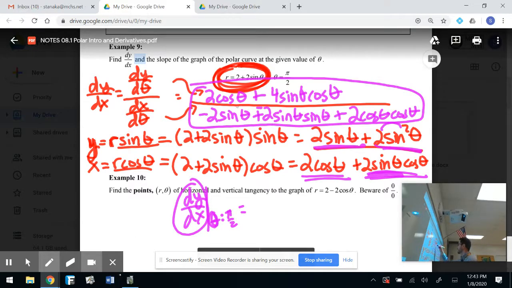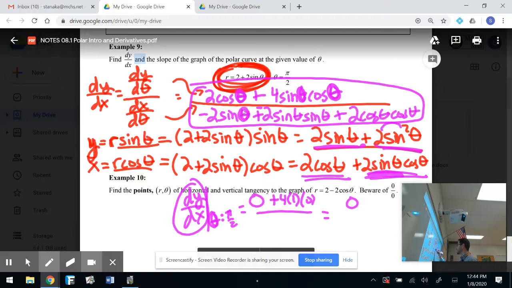Okay, so let's see, put a pi over 2 in there, and cosine of pi over 2 is 0. Put a pi over 2 in there, and sine of pi over 2 is 1. Put a pi over 2 in there, and cosine of pi over 2 is 0. Oh, snap, so I get a 0 in the numerator. Now it doesn't mean it's a horizontal tangent because I could get 0 over 0. That would not be a horizontal tangent, and it would not be a vertical tangent. That's no part of the graph. Does not exist.